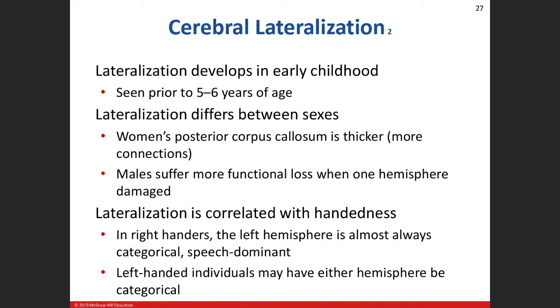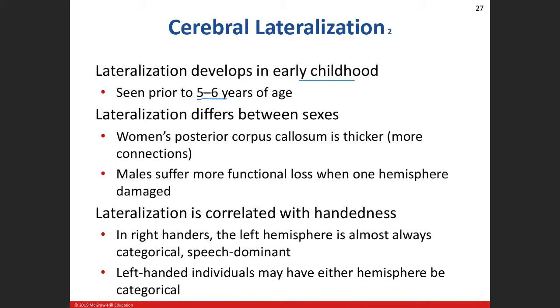So speaking of kids, this process occurs at a young age. Around 5 and 6, we start to see which hemisphere is going to be the representational hemisphere and which hemisphere is going to be the categorical hemisphere. So we start to see that between those ages.